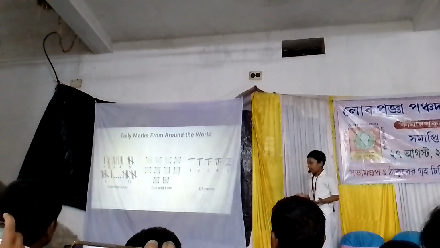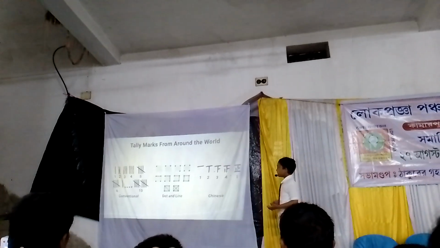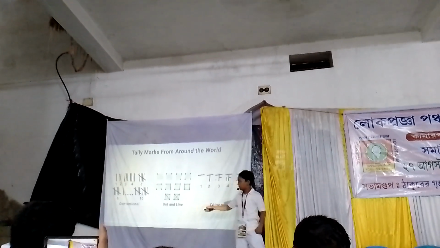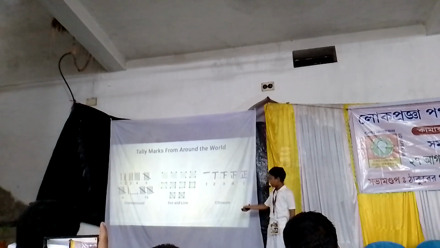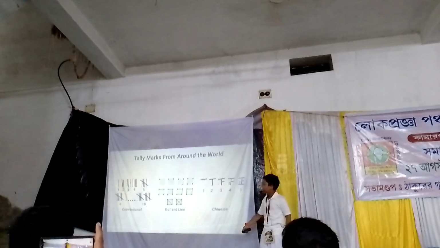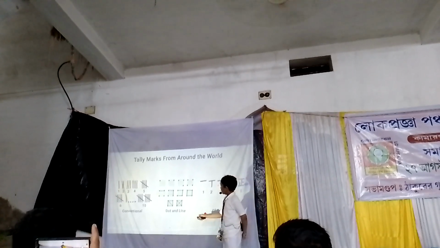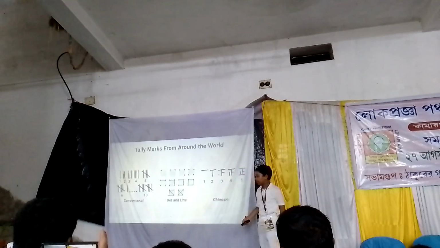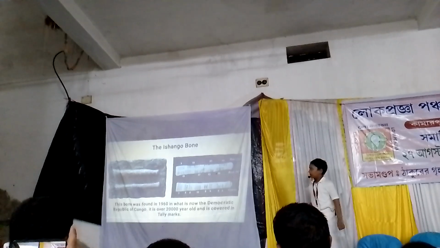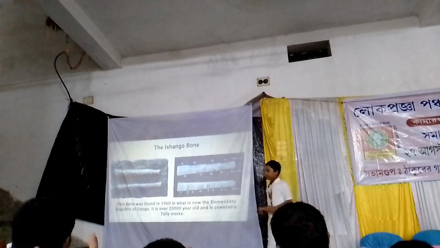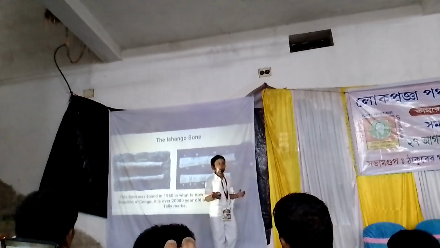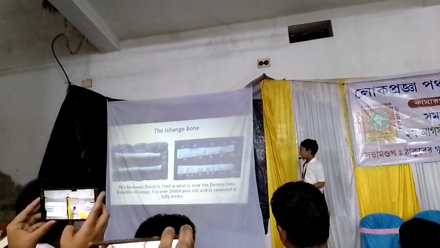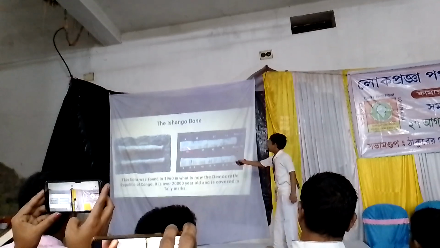In the ancient world, different civilizations seem to have used different types of tallying. For example, the conventional method, the dotted line method, and the Chinese method. In the dotted line method, the dots are the lines of the conventional method. The Ishango bone was found in 1960 in what is now the Democratic Republic of the Congo. It is over 20,000 years old and is covered in tally marks.